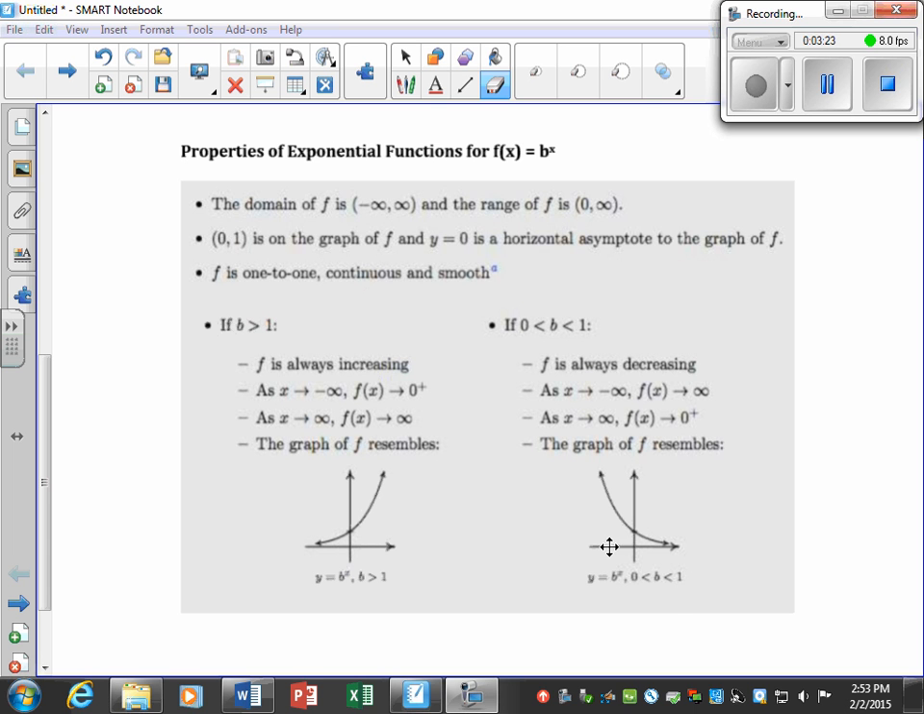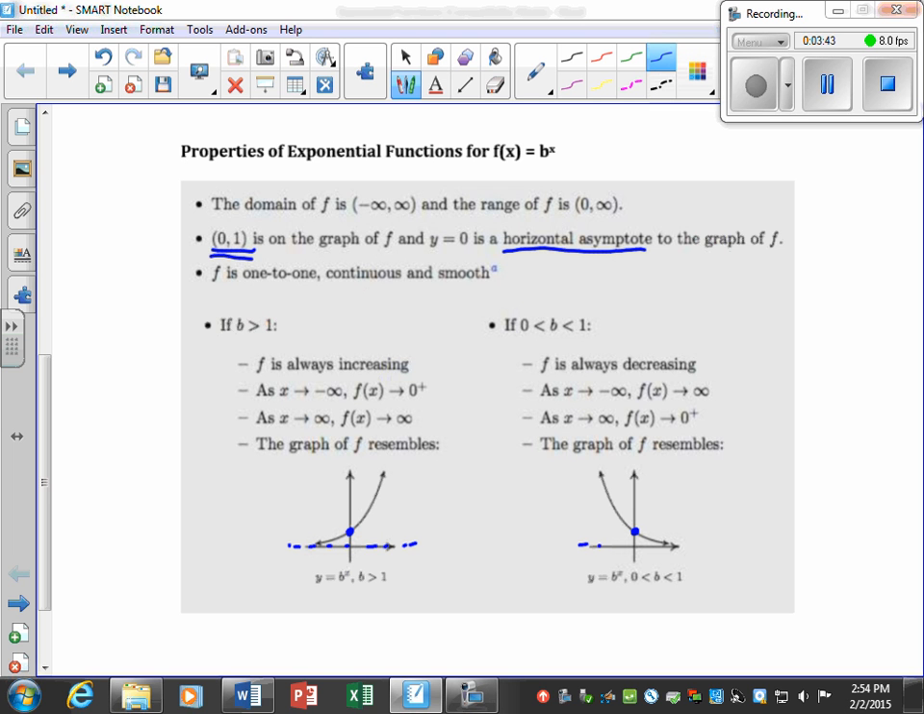Same thing over here. (0, 1) is always a point on the graph. So here's (0, 1) right here. And if we're talking about this situation, there's (0, 1) over there. There's a horizontal asymptote at y equals 0, which would be here. And that just means our graph is going to be approaching that line. Okay, so that's a horizontal asymptote. It's 1-to-1, continuous, and smooth.